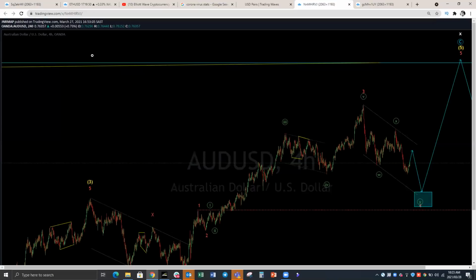AUD US dollar. What we have seen here is a bit of a push to the upside. These are latest charts, by the way. We've seen a bit of a push to the upside. Is this correction done? Are we ready for a move to the upside? We're expecting this to still give us one more down before it pushes to the upside. So we'll be looking for this to give us a double correction here and then a move to the upside. That is AUD US dollar.